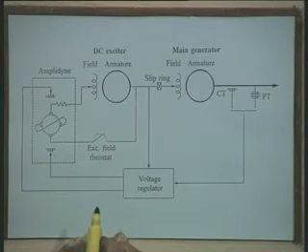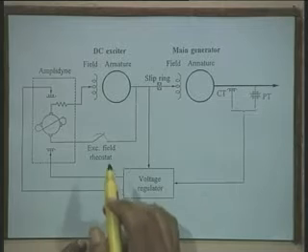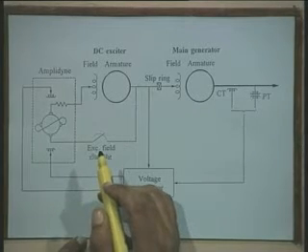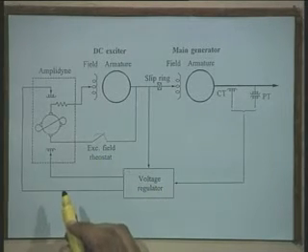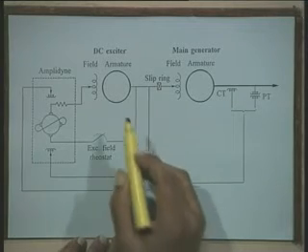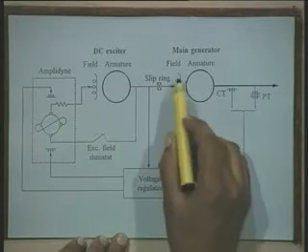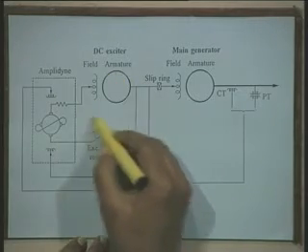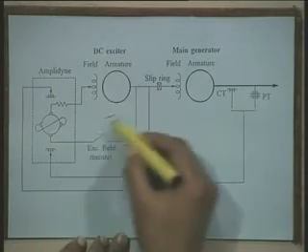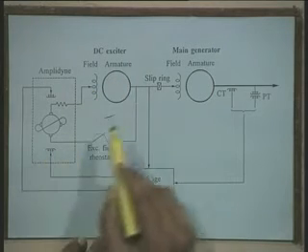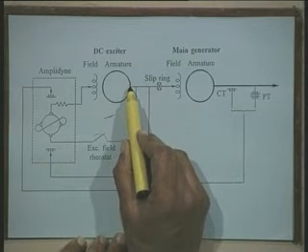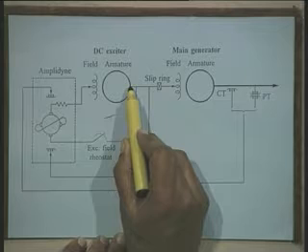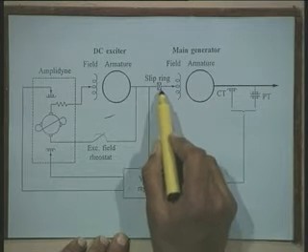Now, this figure shows the schematic diagram of a DC excitation system. The DC generator is the source of power for supplying DC current to the field winding of the synchronous generator. If you see here, this represents the DC exciter, this is the armature, this is the field winding. The output of the DC generator feeds the field winding of the synchronous generator through slip rings.